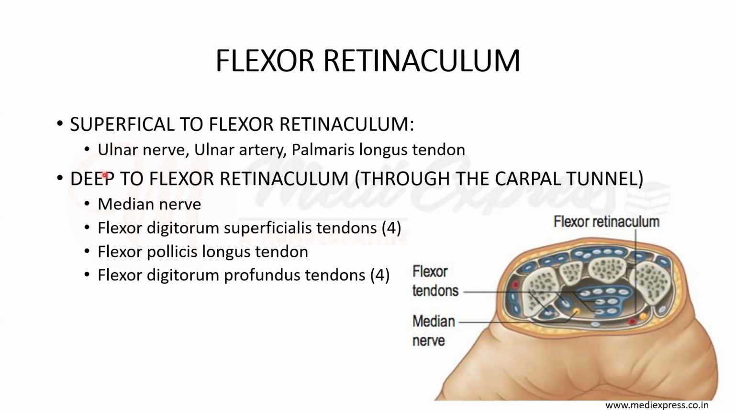Superficial to the flexor retinaculum, we have an ulnar nerve, an ulnar artery, as well as the palmaris longus tendon. But deep to the flexor retinaculum, that is through the carpal tunnel, we have a median nerve, flexor digitorum superficialis tendons, flexor pollicis longus tendon, as well as flexor digitorum profundus tendons. So this is what you need to remember in the flexor retinaculum. I hope this is clear. Remember that the flexor retinaculum is nothing but a thick connective tissue which forms the roof of the carpal tunnel. This is very important for you to know.